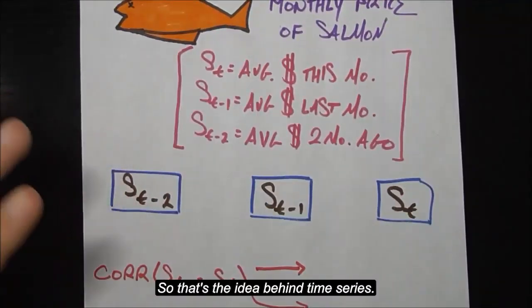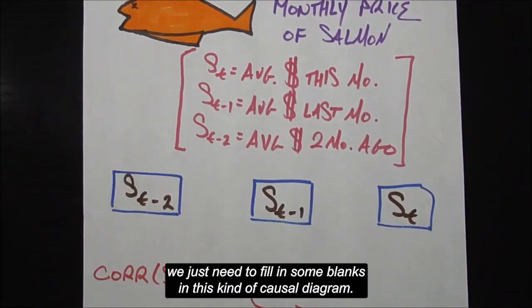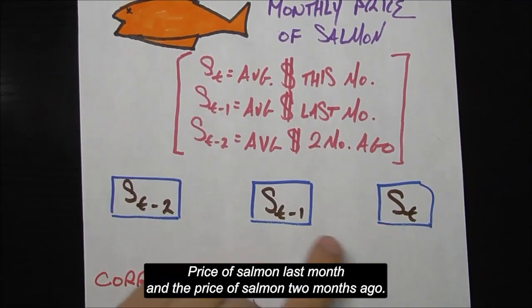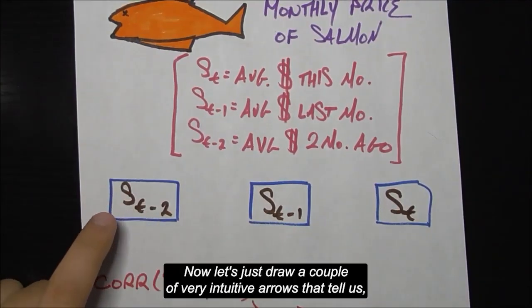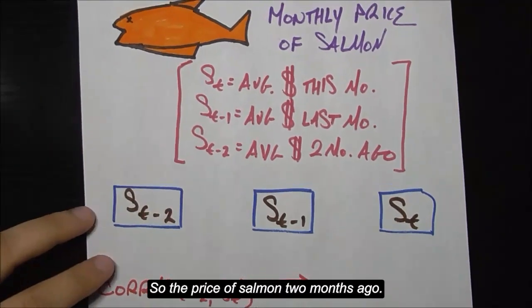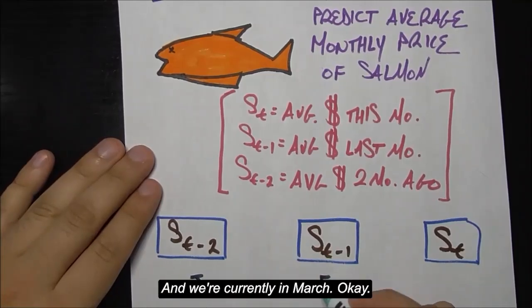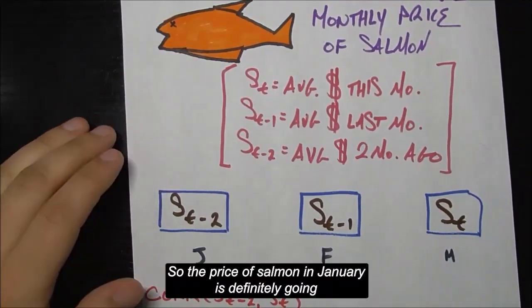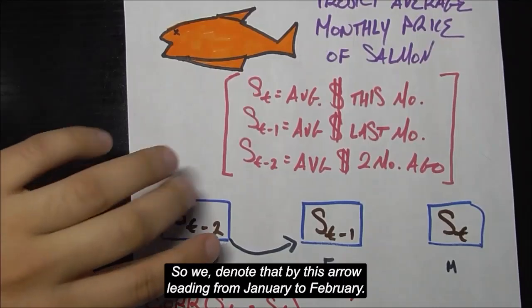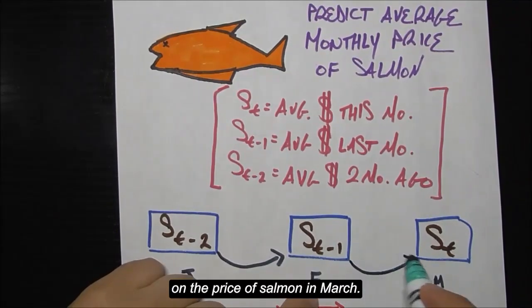So that's one of the big concepts in time series, and we'll get more into that in future videos. But for the purposes here, we just need to fill in some blanks in this kind of causal diagram. So here we have three boxes: the price of salmon this month, the price of salmon last month, and the price of salmon 2 months ago. Now let's draw a couple of very intuitive arrows that tell us what's going to be correlated with what, might cause what. To make it more concrete, let's say 2 months ago was January, then February was last month, and we're currently in March, okay? So the price of salmon in January is definitely going to have some kind of effect on the price of salmon in February. We denote that by this arrow leading from January to February. Similarly, the price of salmon in February will have an effect on the price of salmon in March.